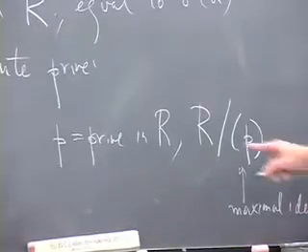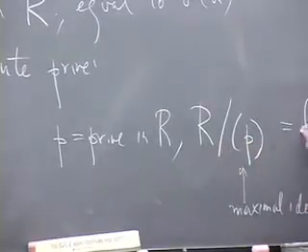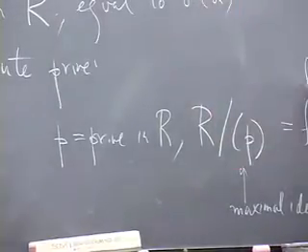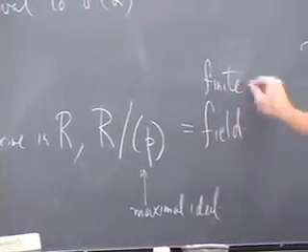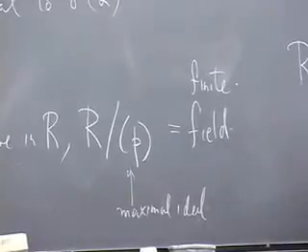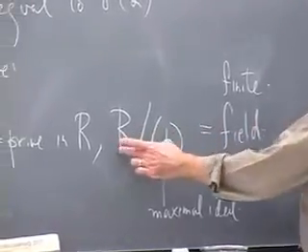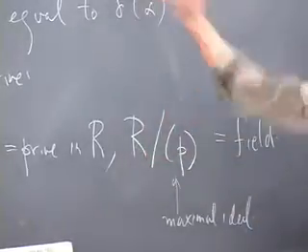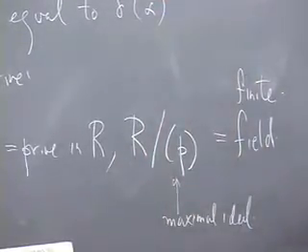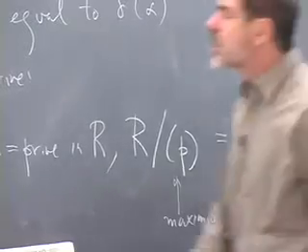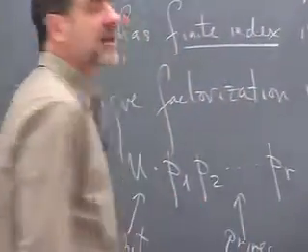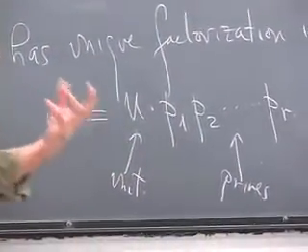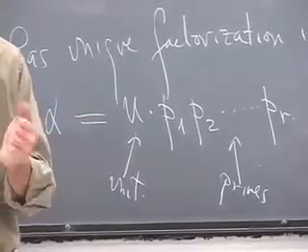Or another way of saying it is this quotient ring is equal to a field. And since the quotient is finite, it has to be a finite field. So the primes are exactly the elements where when you divide out by that principal ideal, you get a finite field. Not a finite ring, a finite field. And any element can be uniquely factored into a unit times a product of primes. Now that sounds good, but it sounds better than it is.